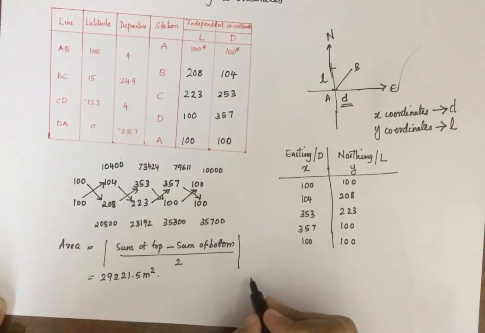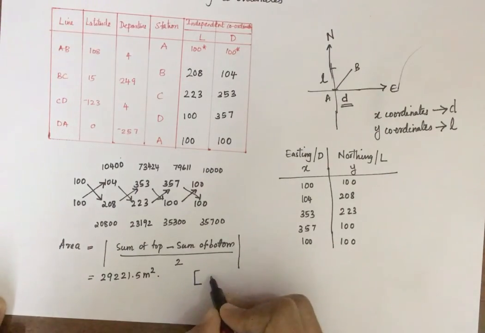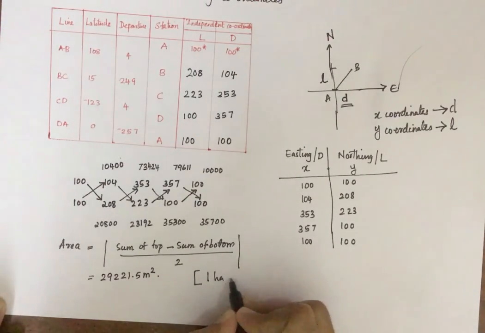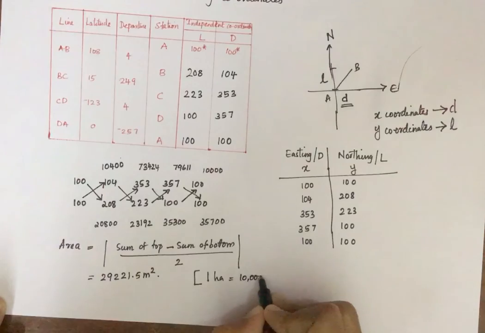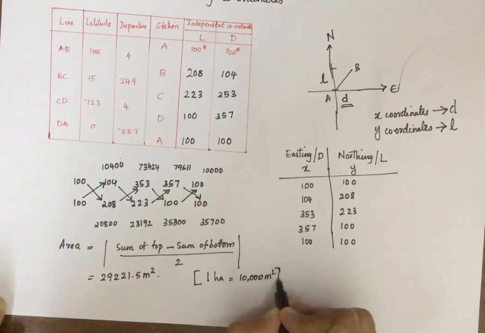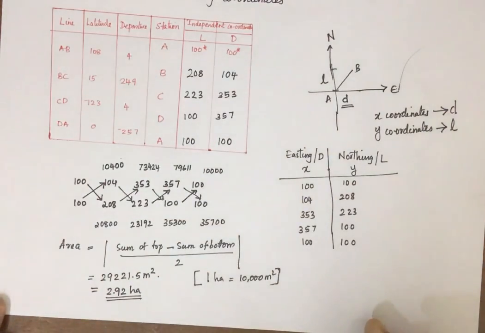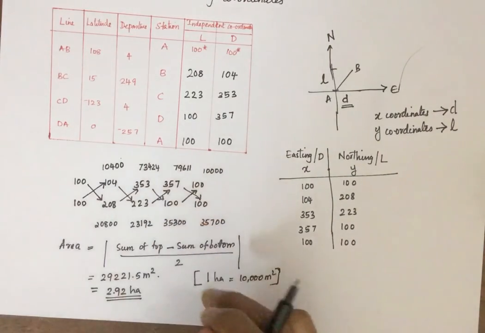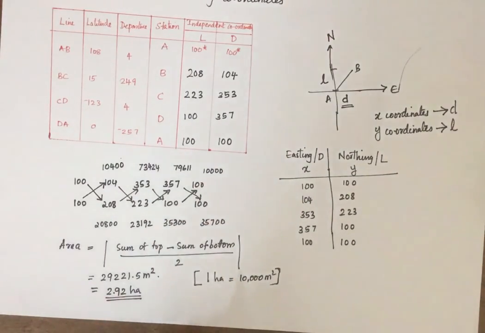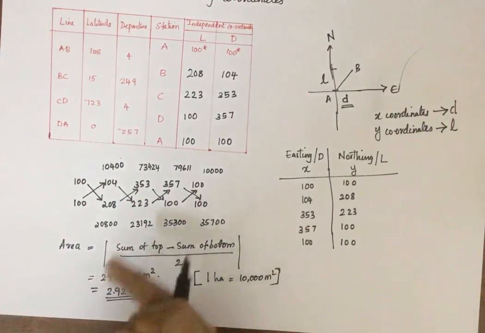So as you know, 1 hectare is equal to 10,000 meters square. You can write this value as 2.92 hectares. This is how we calculate the area of a traverse using coordinates. This is the simplest method, or a tricky method, to calculate the area. Otherwise, there is an equation also.